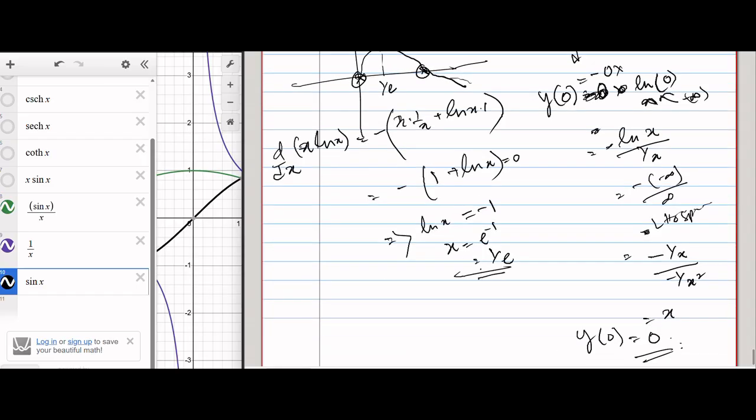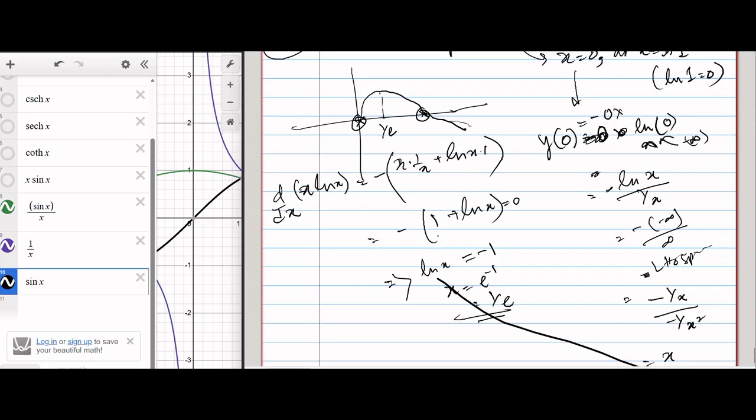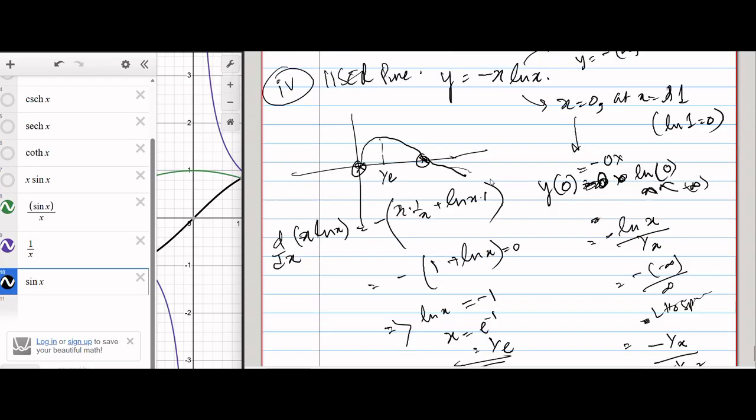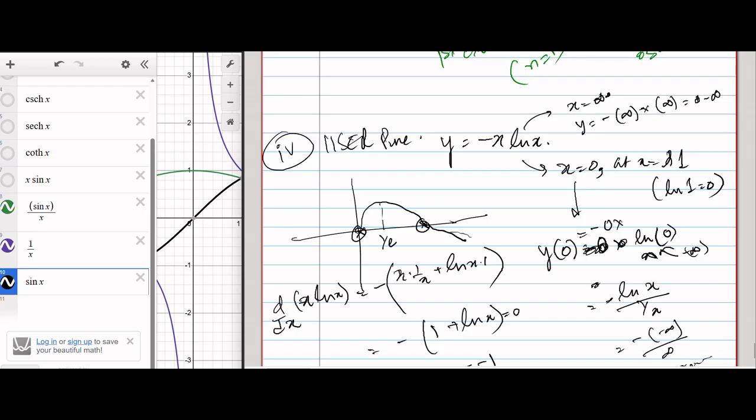Now this graph is very important because this is the graph for entropy. S equals minus p ln p. This is the entropy formula, and p is the probability.